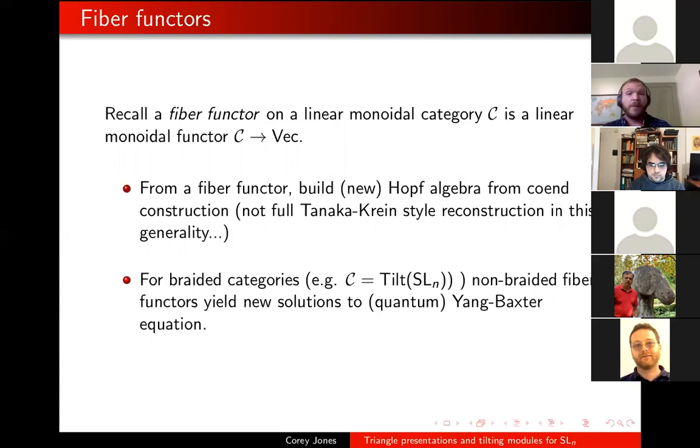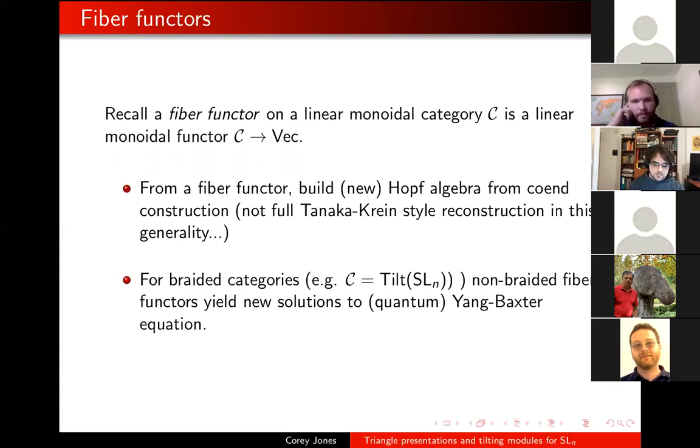Another thing you can do with fiber functors is that if your category is braided, like in our case, these tilting module categories, they're braided, and in fact, they're symmetrically braided because they sit inside rep SLN. So there's just the swap braiding that switches the tensor factors. Well, if you have a non-braided fiber functor, then if you just look at the image of the braiding under this fiber functor, this produces for you new solutions to the Yang-Baxter equation. So that's kind of a cool thing. You can produce new solutions from these fiber functors, and you can get many of them just by picking your favorite objects in the underlying category.